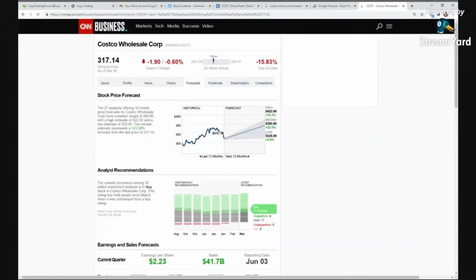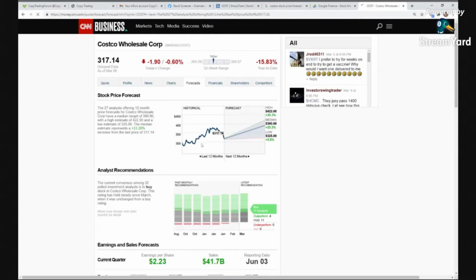Okay, so out of 27 analysts, their price prediction has a low of 325. So it's even lower than the lowest point that the analysts reckon this stock can go to over the next 12 months. The median is 390 and the high is 422. Okay, so really good gains there if it gets to the high, up 33.1%. So that's what the analysts expect for the next 12 months. The price is below that line. Okay, so it's a really good time to buy.